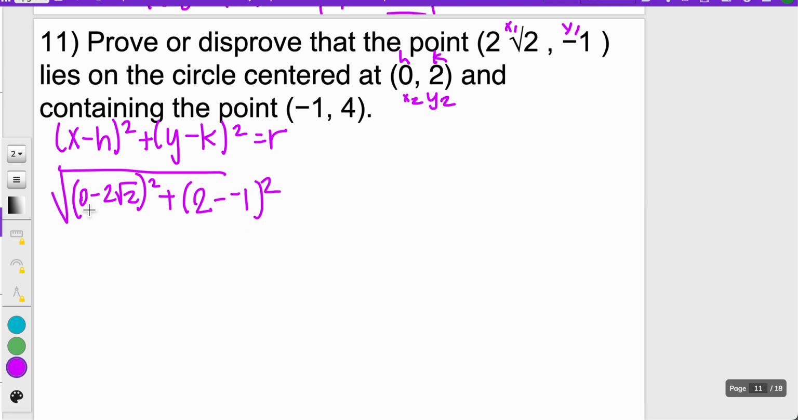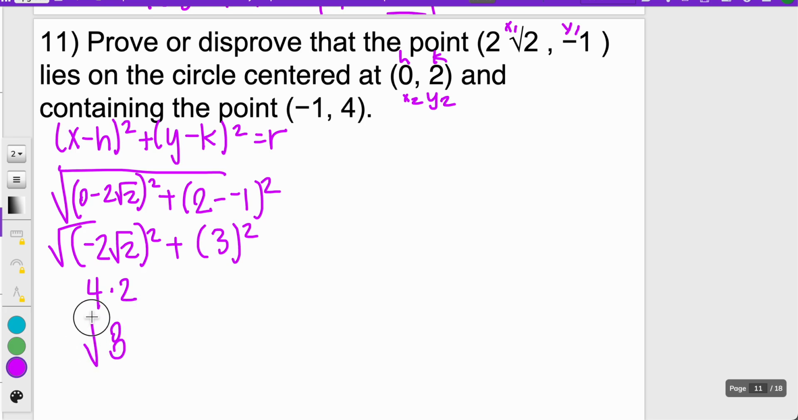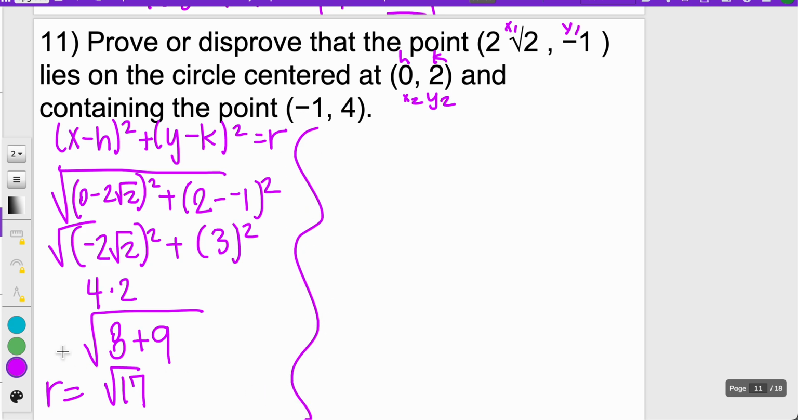Okay? 0 minus 2 square root 2 is just going to be negative 2 square root 2, squared. And then 2 minus negative 1 is 3, squared. Okay? So, as I'm going through this one, when you square negative 2, you're going to get 4. And when you square a square root, you just get 2. So this would be 8 plus 9. So the square root of 17. Okay? So that's going to be radius option number 1.